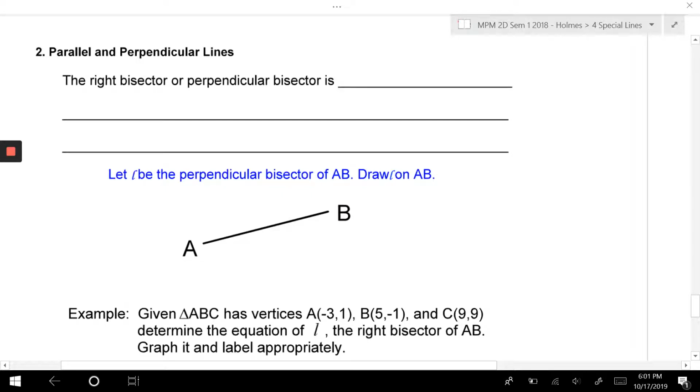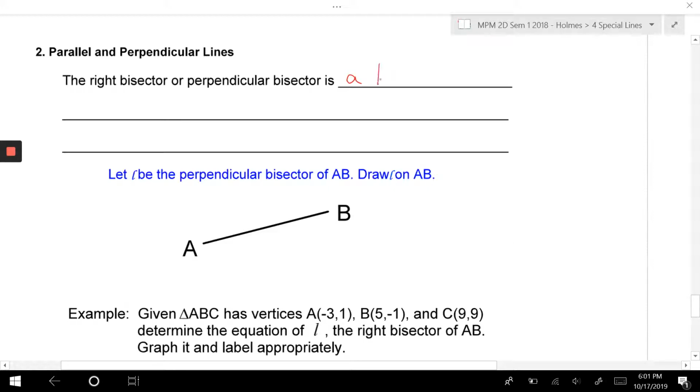So now what we want to take a look at is a little bit of new terminology. It's known as the right bisector. Of course, right talks about a right angle. Bisector is to cut in half. So the right bisector, or the perpendicular, again 90 degrees, perpendicular bisector.